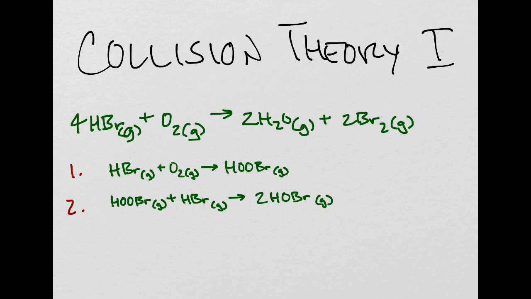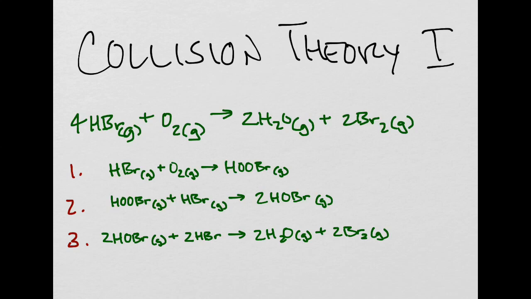Okay, here's the second elementary step. One thing I want to point out is that there is an intermediate product that's created. That's what this is called, because you don't see it in the overall reaction. This is an intermediate that will disappear pretty quickly. But the intermediate product becomes a reactant in this second elementary step. And again, I only have two things having to collide, the HOOBr colliding with another HBr to form two HOBr.